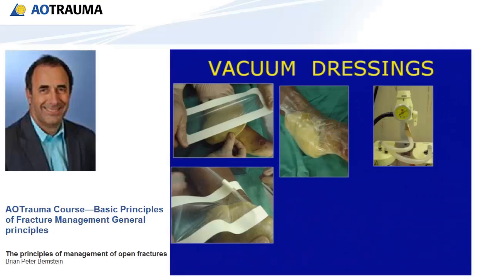You want to go between 60 and 120 bar of pressure, not too much suction. And when you've got that going, this will give a continuous pressure system, which is about 67% improvement in your granulation tissue formation.